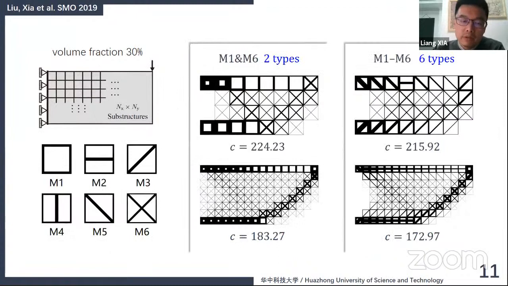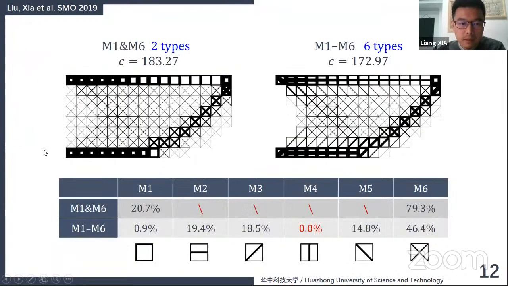Then with the multi-material interpolation, we can consider multiple lattice configurations. Here we consider 4 additional lattices with directional enhanced stiffness together with the previous 2 lattices. The results are rather convincing, and not surprisingly, the compliance is reduced if more candidate lattice types are considered in design. In this table, we list the detailed percentage of each lattice type in design.